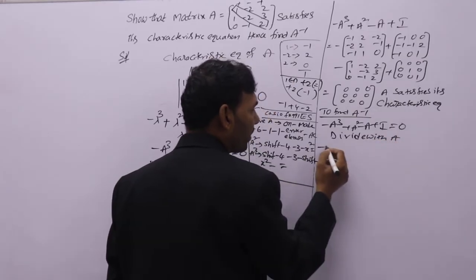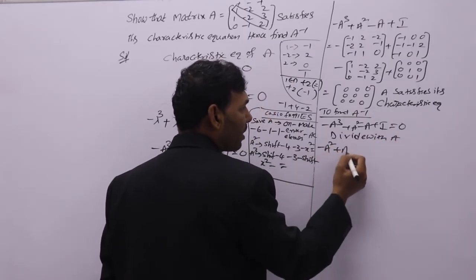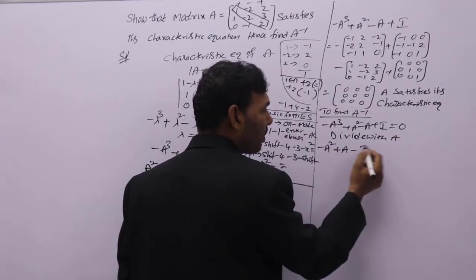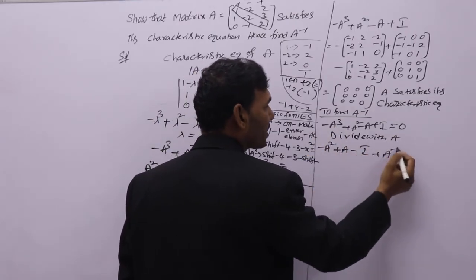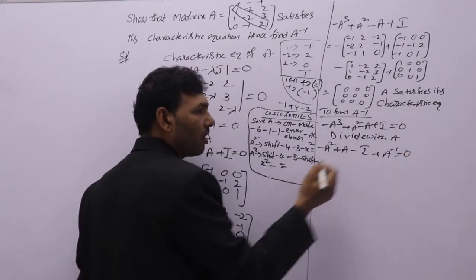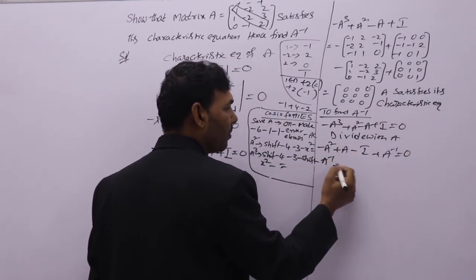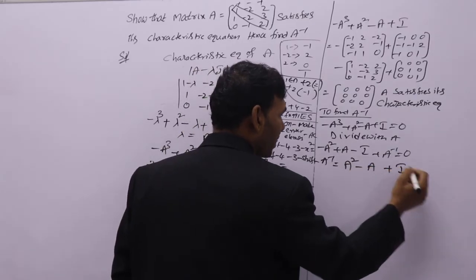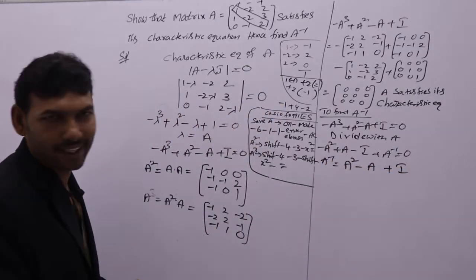If you divide, what you will get? Minus A square plus A get cancelled. Wherever you get a constant, there simply write I plus A inverse equal to O. Now send all the terms to the RHS: A inverse equal to A square minus A plus I. Minus A square, if you take to the right side, becomes plus A square.